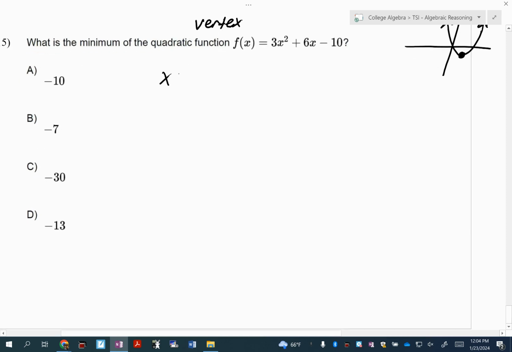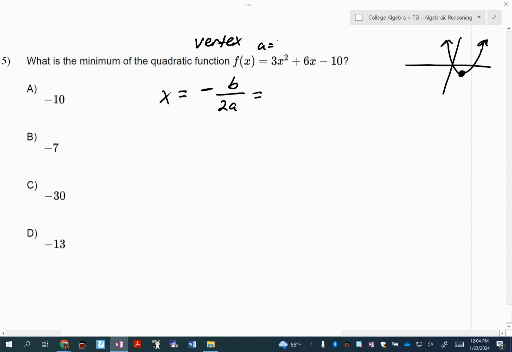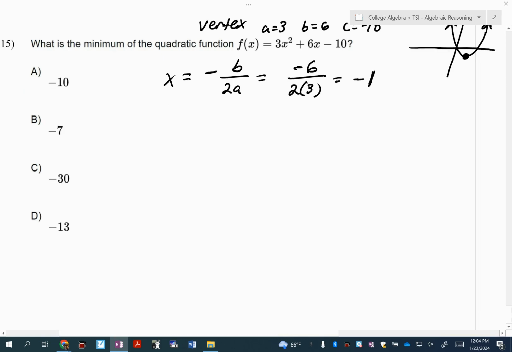So the formula you guys use in Algebra 2 is x equals the opposite of b over 2a. So a is 3, b is 6, c is negative 10. So the opposite of b over 2a, I teach students, and this could be different than your Algebra 2 teacher, I teach students to just do the opposite of b right away. So the opposite of 6 is negative 6 over 2 times 3. So that's negative 6 over positive 6, which is negative 1. Now that's not the answer, right? That is where the vertex x value is.